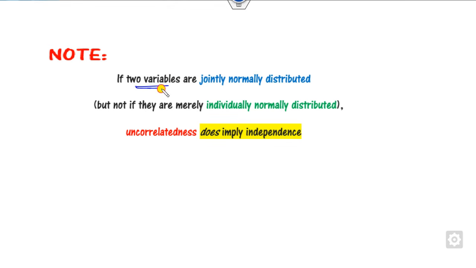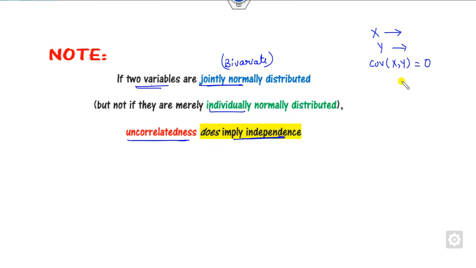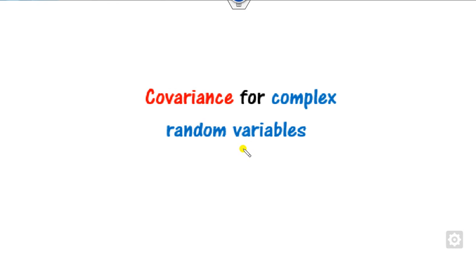However, if you have two variables which are jointly normally distributed, that is called a bivariate distribution. Once you have a bivariate distribution, then uncorrelated implies independence. But it is not true for individually normally distributed variables. It means if x is normally distributed, y is normally distributed, and you find that the covariance of them is 0, it doesn't mean that x and y are independent. But if it is a bivariate distribution, it does imply that.